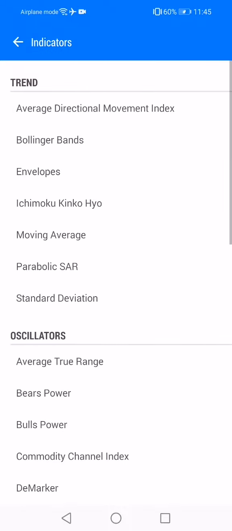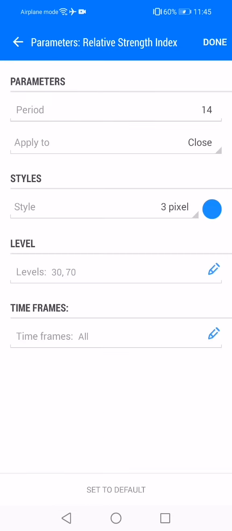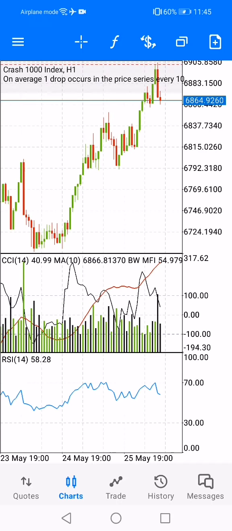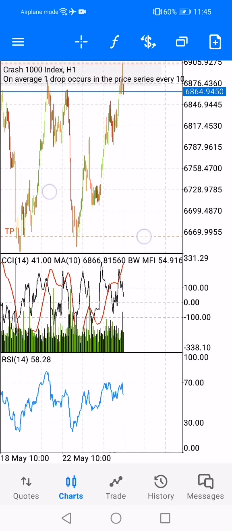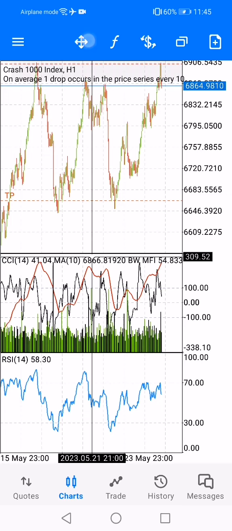always add this, guys. Always add the relative strength index. Okay, RSI, guys, it helps because it can show you what the price is doing from higher time frame. Okay, let me do this. You see what this is doing?